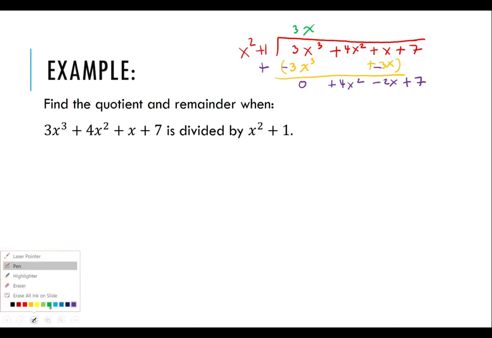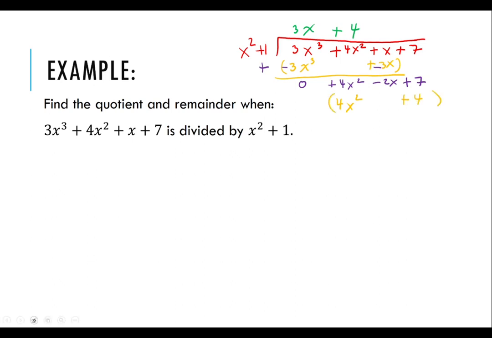Now we just repeat the process. What times x squared will give us 4x squared? Well, x squared and x squared are the same, so we're not going to multiply times any x's. But 4 times x squared will give us 4x squared, so I'm going to multiply by 4. Then the multiplication stage. 4 times x squared is 4x squared. 4 times 1 is positive 4.